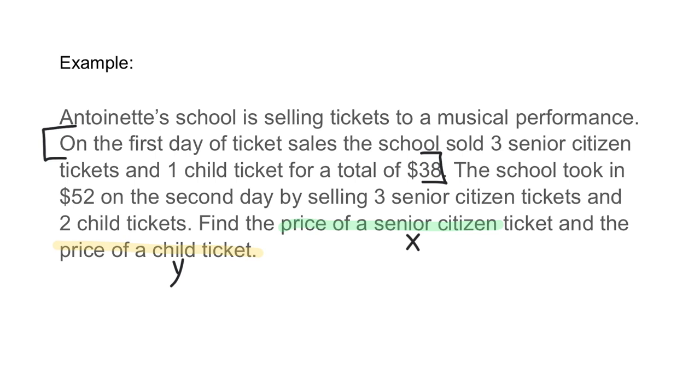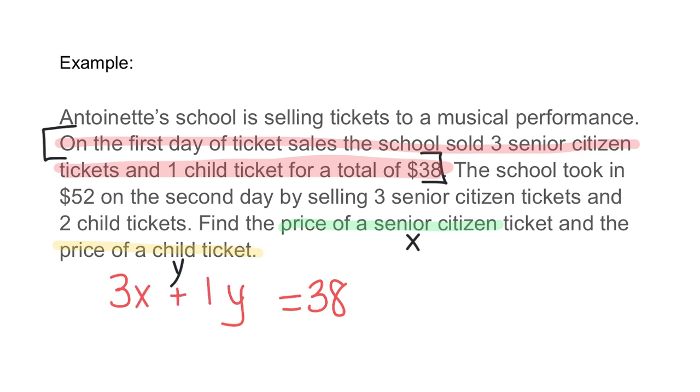So if I take that first sentence there and I write an equation with that, because we have a total, we know that our equation is going to equal $38. And I'm going to go and find the rest of the information on that to create this. So it tells me that $38 came from selling 3 senior tickets and 1 child ticket. So I can call that 3X, because I let X be senior tickets, plus 1Y, 1 child ticket, to equal 38.